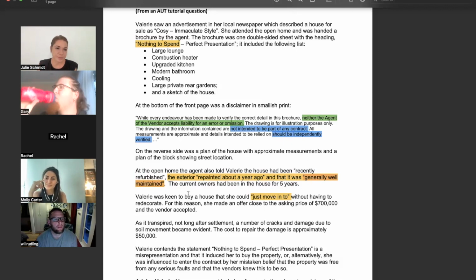Couldn't you say that about that specific statement, the generally well maintained house? Wouldn't you say if both parties have knowledge, that would indicate opinion, but if only the agent had knowledge, then it would be fact? Let me think about that.